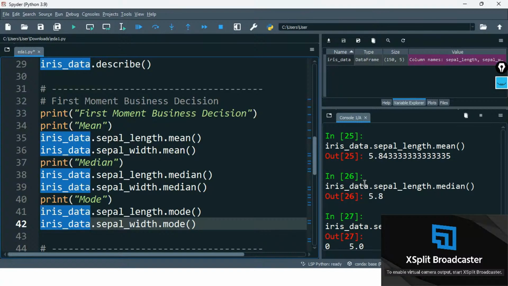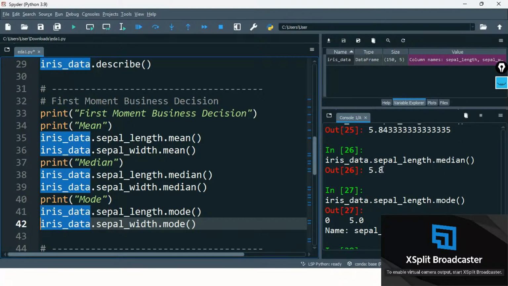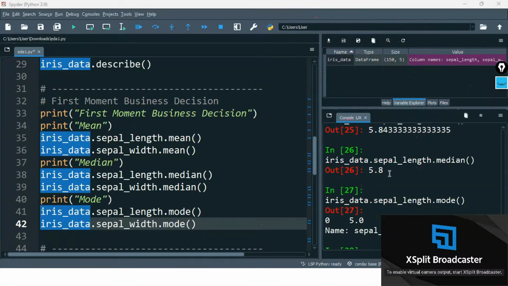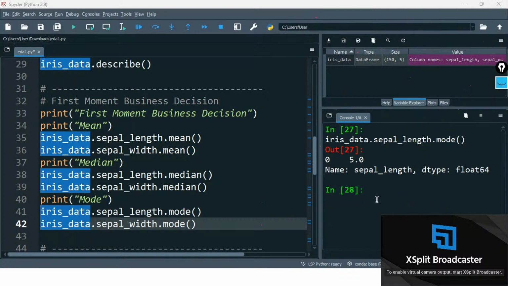Since it is positive skew data, obviously the mean should be the highest value, 5.84. Then the median, and then the mode. So mean greater than median greater than mode. That is the relationship. See, 5.84 greater than 5.8 greater than 5. Accepted? Will you agree? Those relations we'll discuss again in the next class. So these will be the relations with respect to the third moment, business decision.